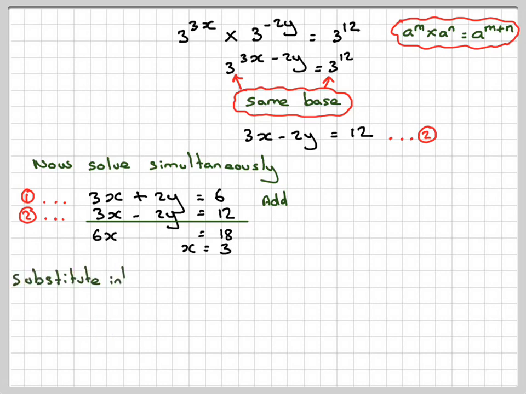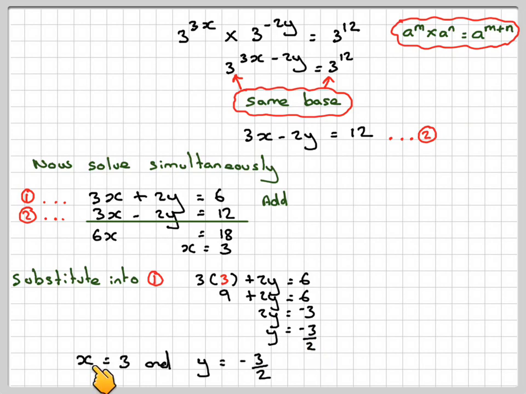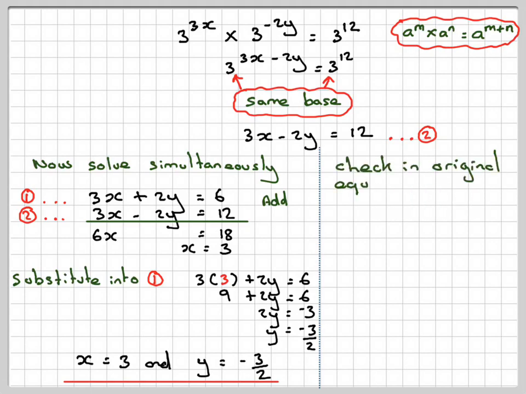If we now substitute into equation 1, we're going to get 3 times 3 plus 2y is equal to 6. 2 3s are 9, plus 2y is equal to 6. 2y will be equal to minus 3, and therefore y will be minus 3 over 2. So therefore we have the solutions that x must be equal to 3, and y is equal to minus 3 over 2. Now we don't have to do the next bit, but it would be good to just check in the original equations that these actually work.